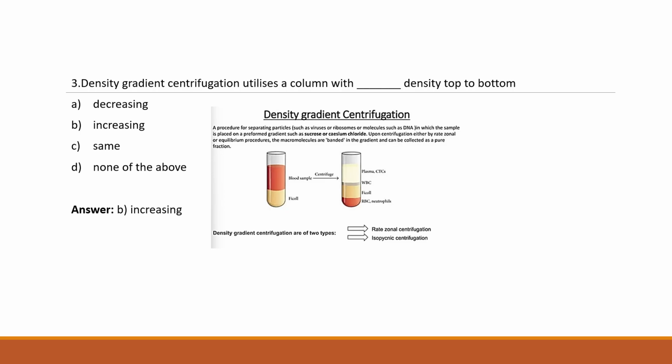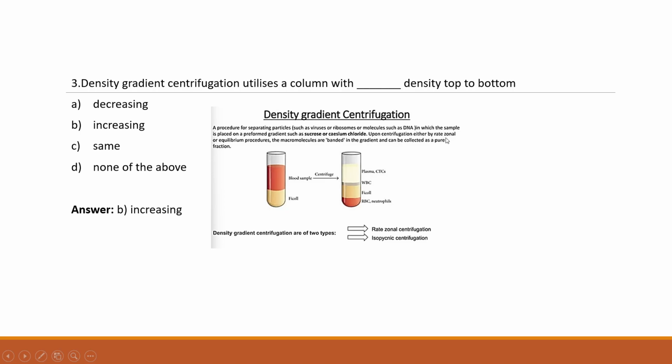So you can separate particles in which the sample is placed on the preformed gradient. Like previously they asked what is the order of the gradient. This gradient is a preformed gradient, which is a sucrose or cesium chloride gradient. In this sucrose or cesium chloride gradient, according to the different percentage levels, your molecules or viruses or any cellular component that you're trying to separate will settle at a different gradient area or different gradient line in your column.